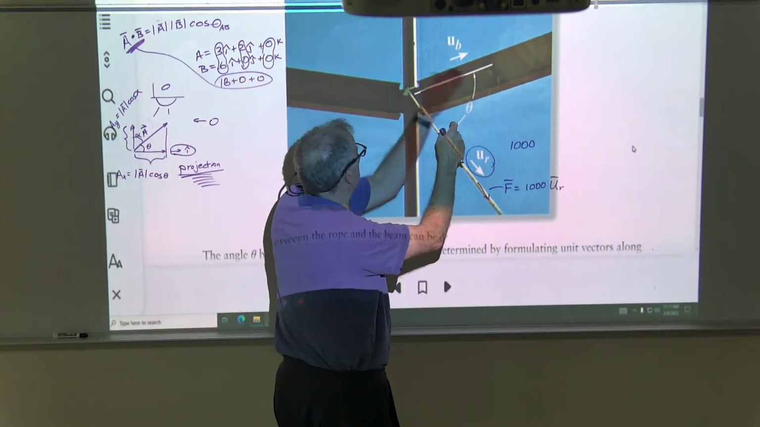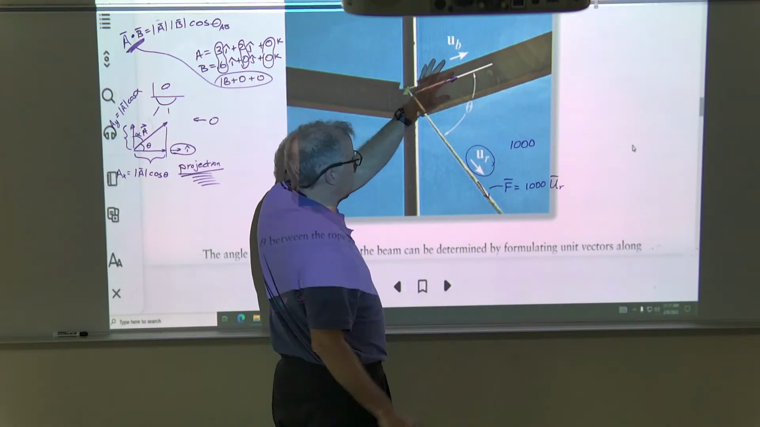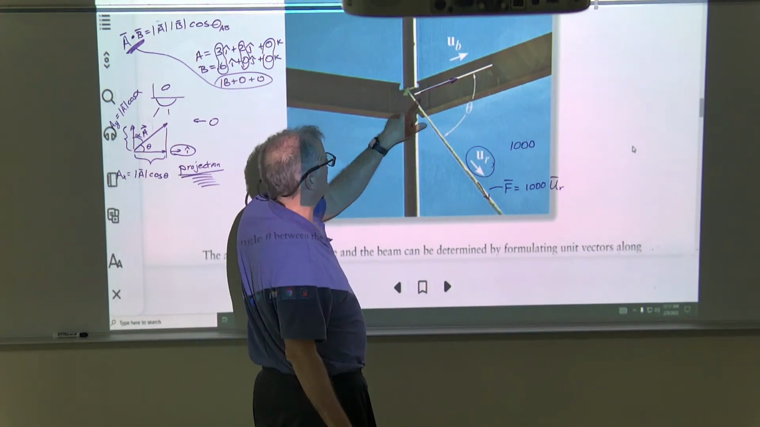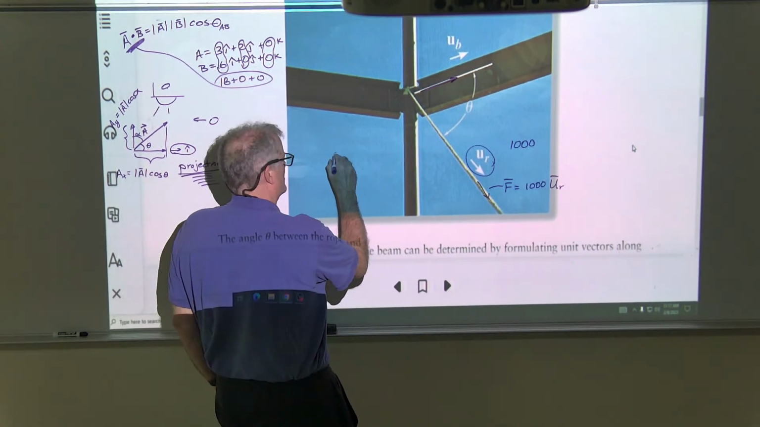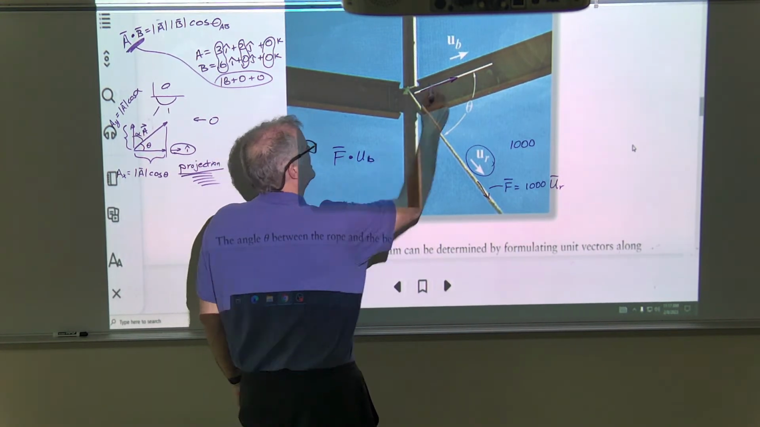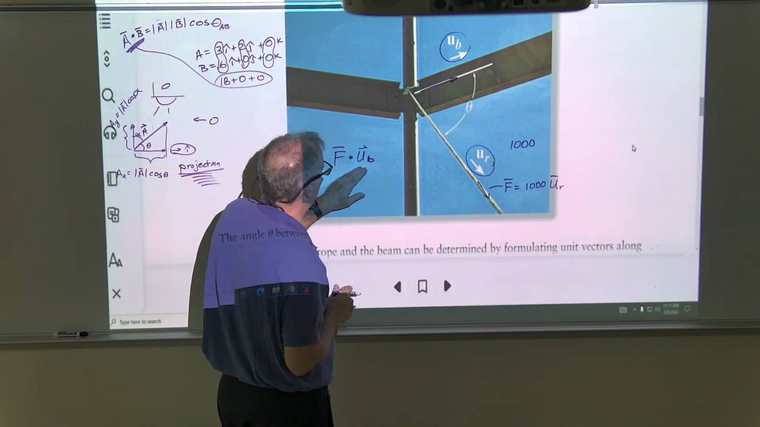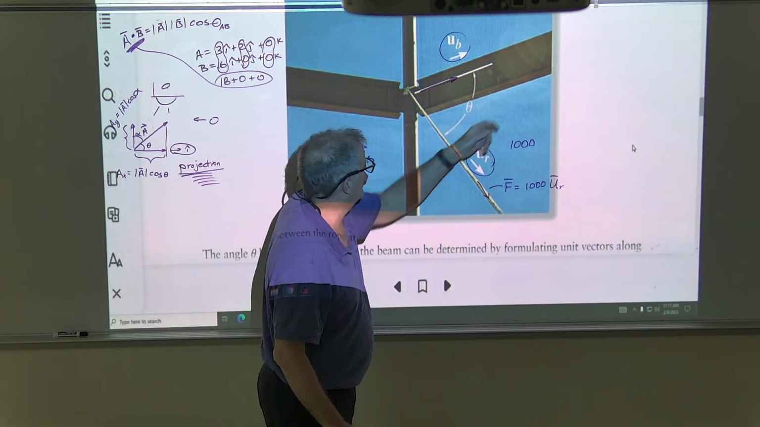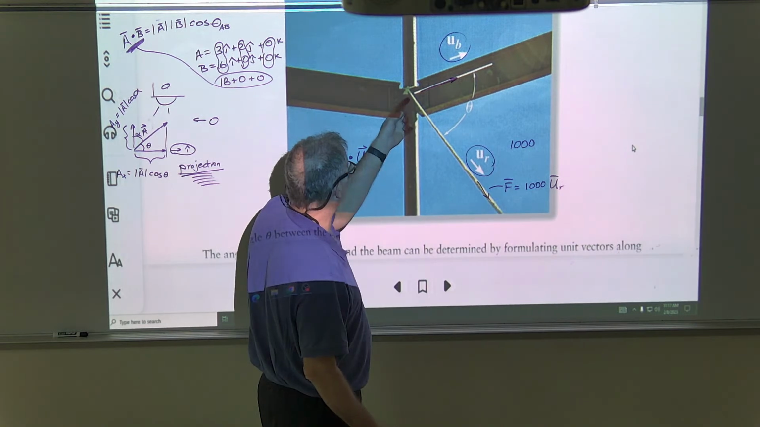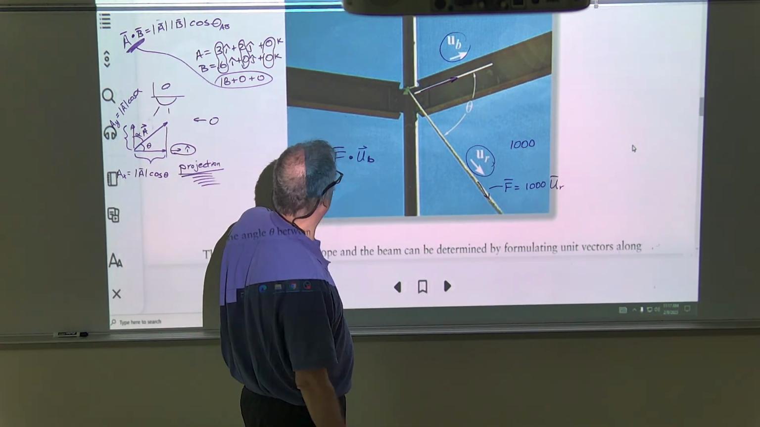So I'm going to tension this thing into that so that somebody can get on the ladder and the beam won't fall on their head, and they can tighten it up. So what you would do is take F dotted with UB, where UB is this thing. And that would tell you the component of F that's running along this way. As you tighten it more and more, it's going to try to pull things over that direction. So you might be interested in doing that.